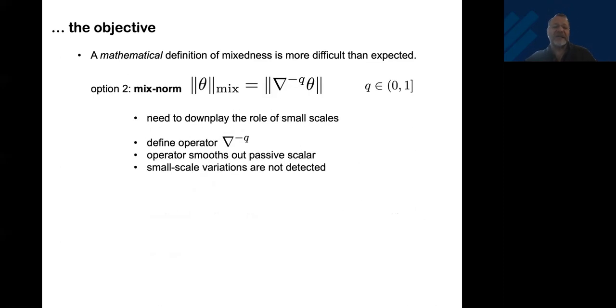There's the second option that we're choosing, and that one is a specific norm that is made for mixing. It's the mix norm. So that one is particularly designed for mixing problems. And if you write it down, it's the nabla to the minus q of theta and the norm of that. And q, the power here, is between 0 and 1. So it does not have to be an integer power. You can pick -1, and many people do, but we're actually doing all our simulations with 2/3. Okay, so you have a negative 2/3 gradient of theta.